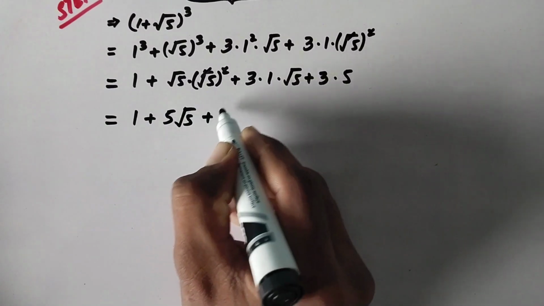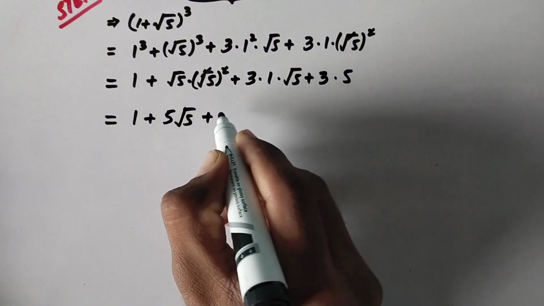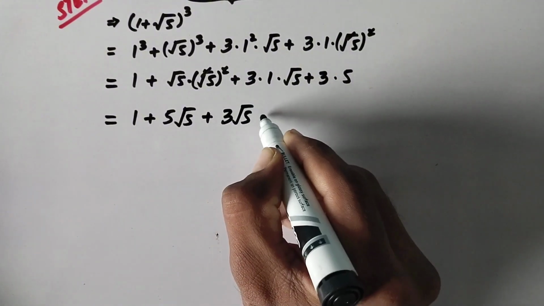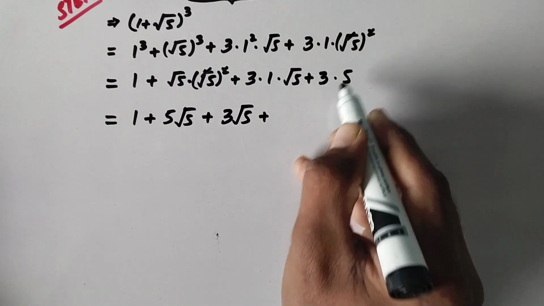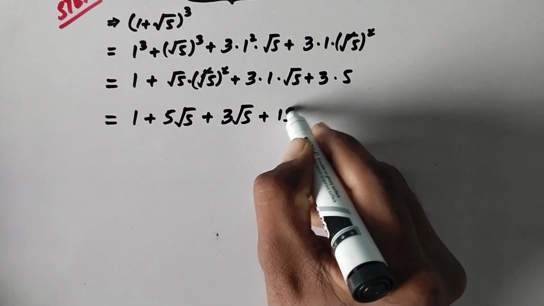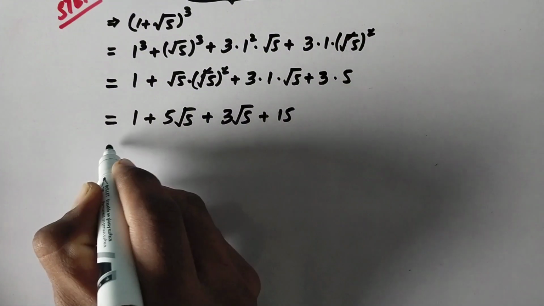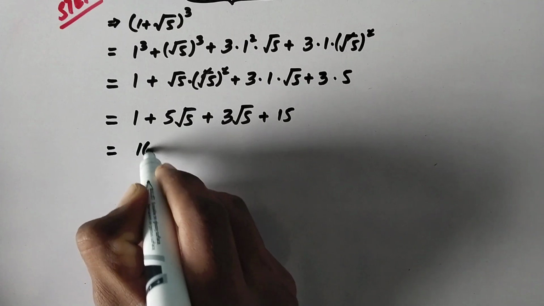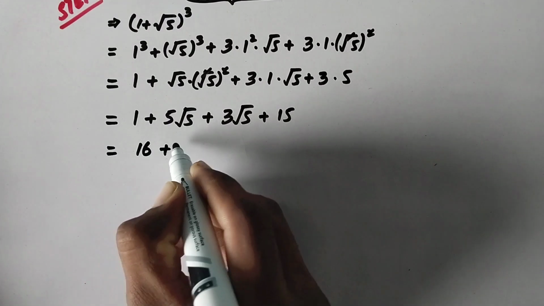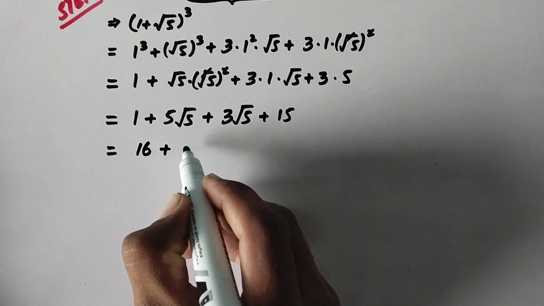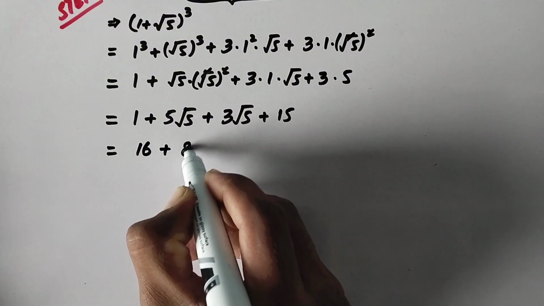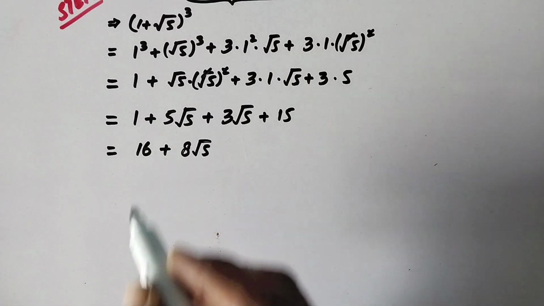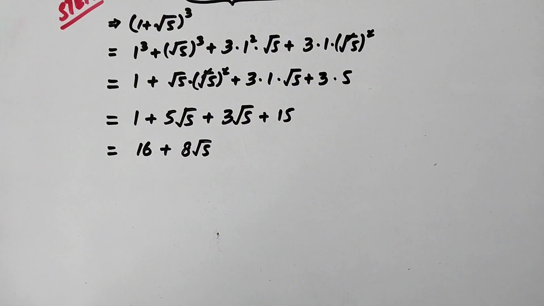plus 3 times 1 times square root of 5, which is equal to 3 times square root of 5, plus 3 times 5, which is equal to 15. Now it will be equal to 1 plus 15 is 16, plus 5 plus 3 will be equal to 8 times square root of 5. And now we will proceed towards step 2.